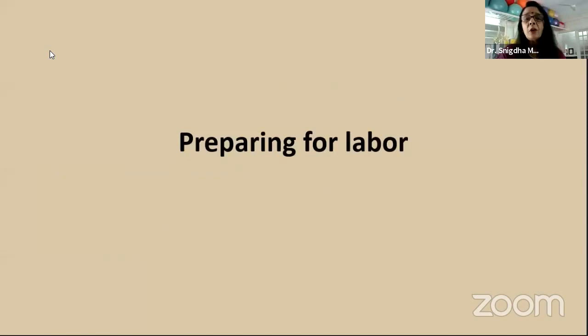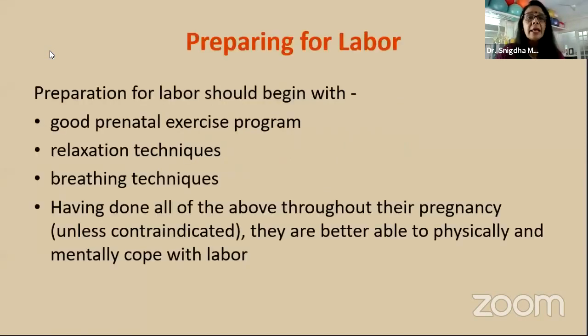So the preparation for labor, when does it begin? It begins with a good prenatal exercise program. Right from day one, when they come in to us, if they have no medical problem, they can start coming at 14 weeks and we put them on an exercise program that's safe. And we are the exercise specialists, so we should know what exercise we can give them. And then we start teaching them relaxation techniques, breathing techniques.